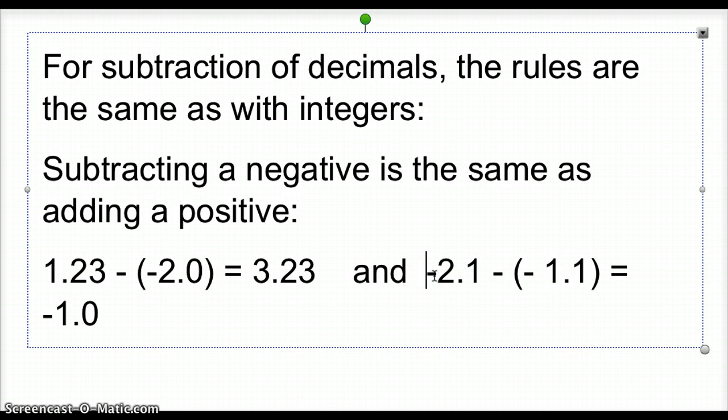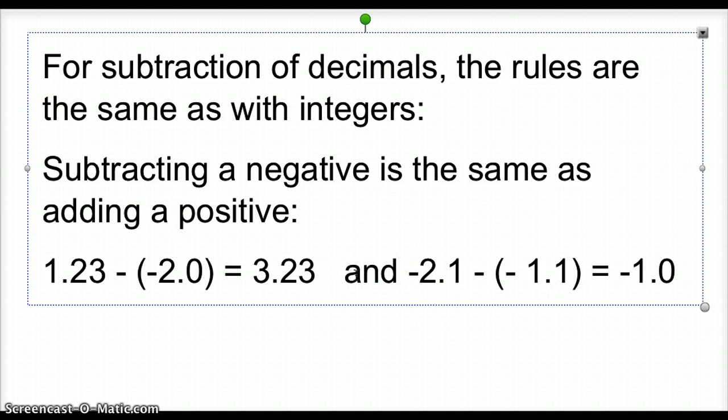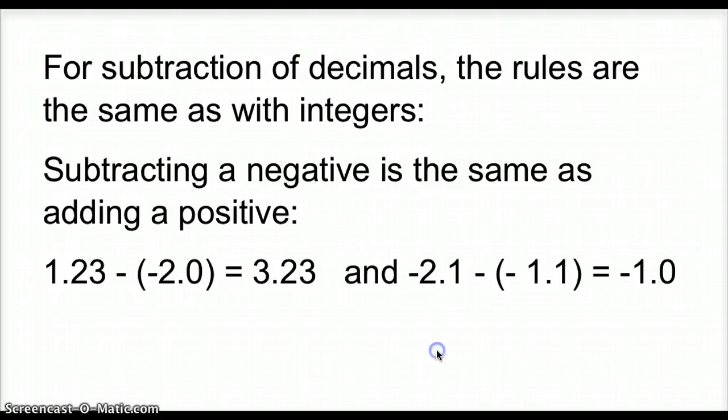And in the second case, I believe I had that one correct. Let's make sure. Negative 2.1 minus a negative 1.1 is the same as saying negative 2.1 plus 1.1, which will be negative 1.0. So now I think that slide looks a little better. And again, the key here is when you're subtracting a negative, it's really the same as adding a positive to the original number.